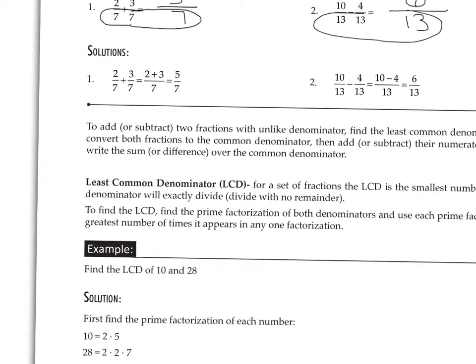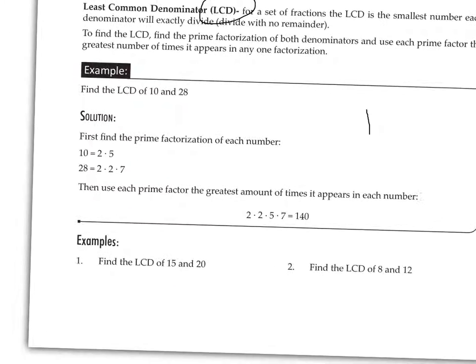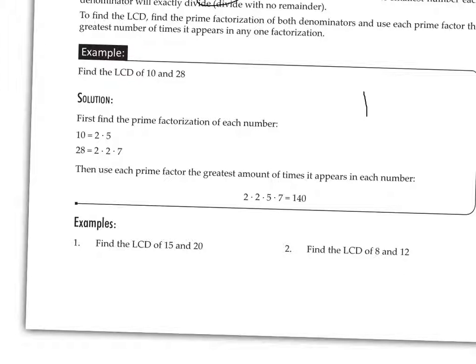Those are usually pretty easy for students. The problem comes when we have fractions with different denominators. We have to find a least common denominator. Least common denominator is just the smallest number that's divisible by the two denominators that we're looking for. So this is kind of an example of a simple way to find a least common denominator.